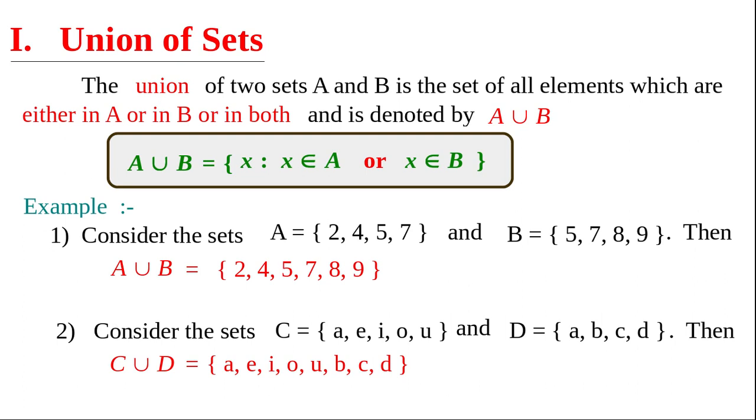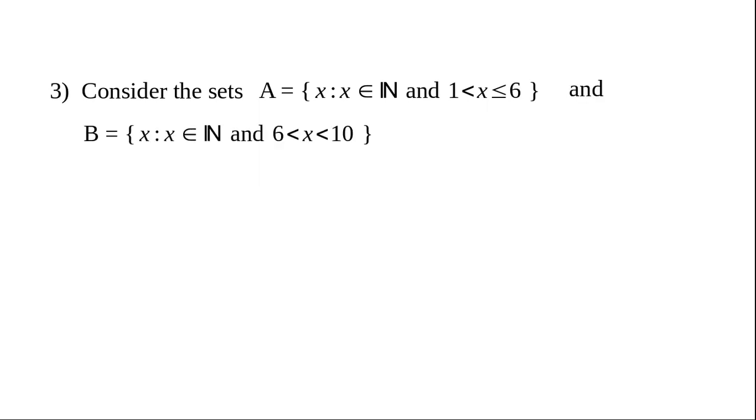Okay. Now, the third example is this one. Consider the set A equal to the set of all x such that x is a natural number and 1 < x ≤ 6, and B is equal to the set of all x such that x is a natural number and 6 < x < 10. Then what is A ∪ B?